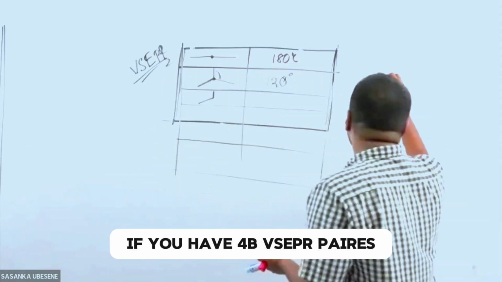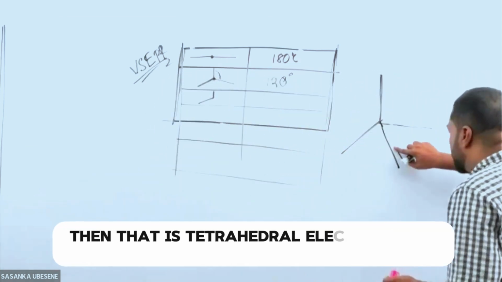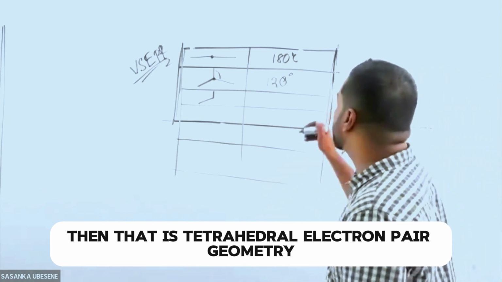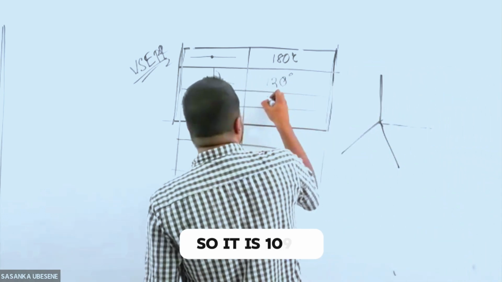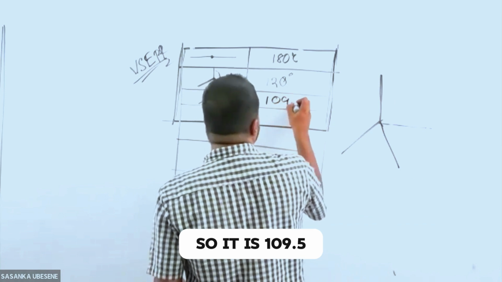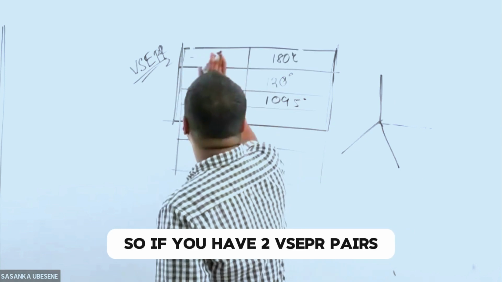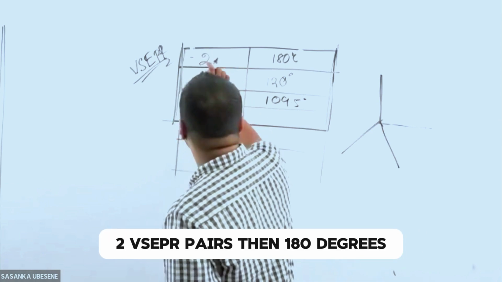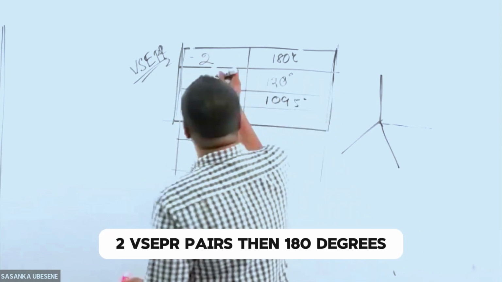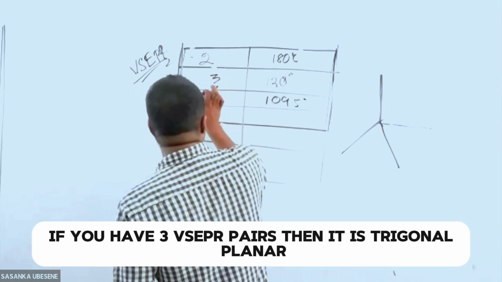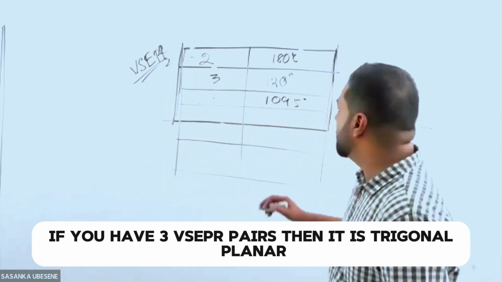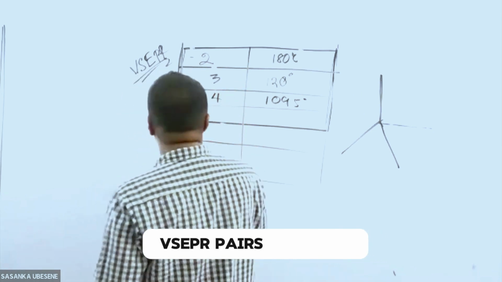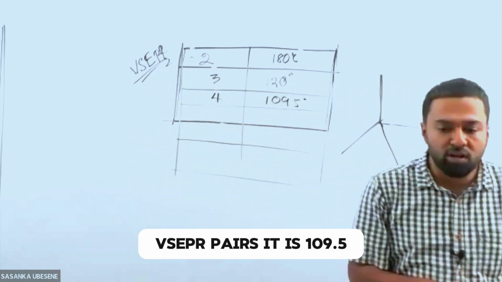If you have 4 VSEPR pairs, then that is tetrahedral electron pair geometry. So it is 109.5. If you have 2 VSEPR pairs, then 180 degrees. If you have 3 VSEPR pairs, then it is trigonal planar, right? And it is 120 degrees. If you have 4 VSEPR pairs, it is 109.5.